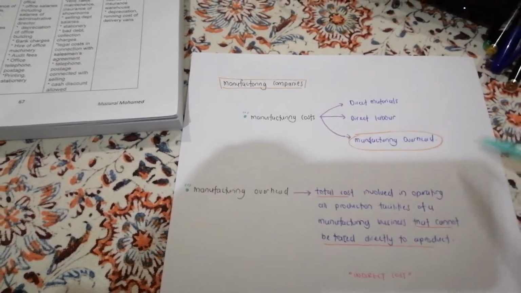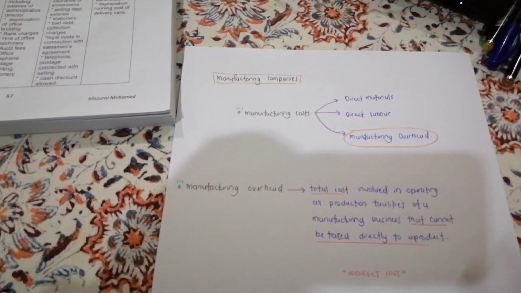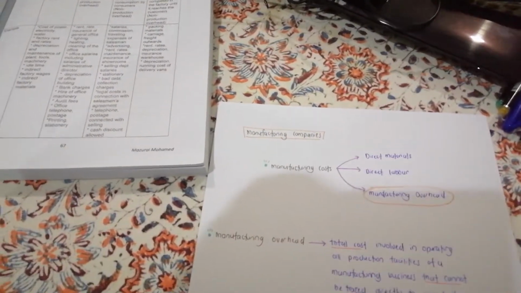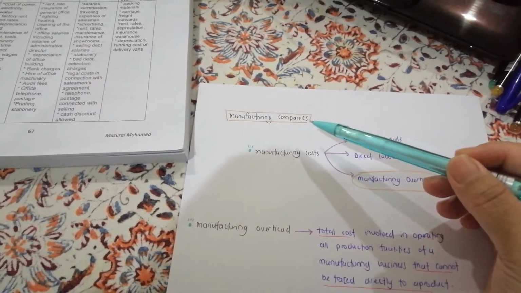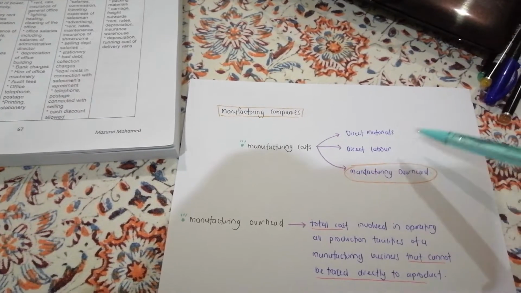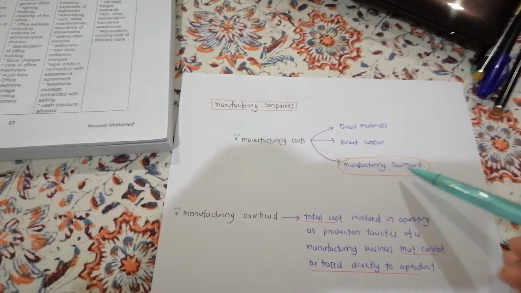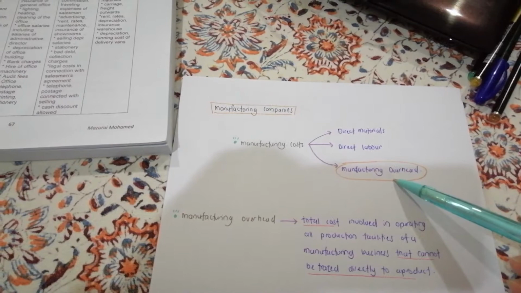Okay, hi guys. So today I'm going to explain in the simplest way about manufacturing overheads that we learned in Tuesday's class. Basically, when we talk about manufacturing overheads, we refer to manufacturing companies. The costs incurred by them consist of direct materials, direct labor, and manufacturing overheads. So manufacturing overheads is the topic that we are going to focus on, right?